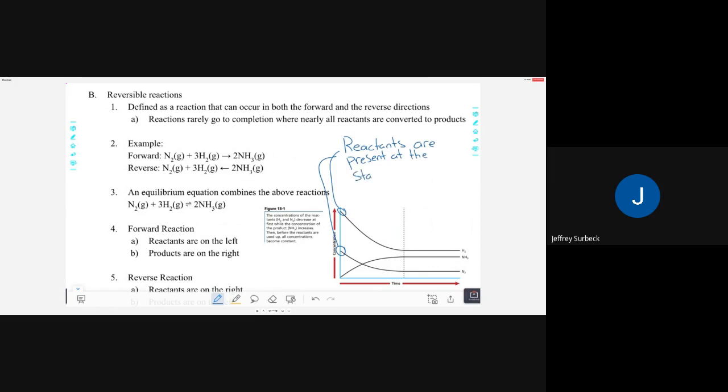Down here at the bottom, I'm going to highlight it in green, this line is NH3, which is our one and only traditional product. Notice that our product is not present at the start of our reaction.